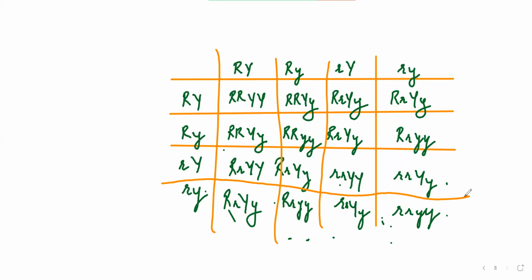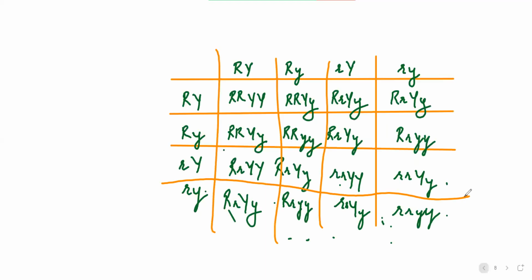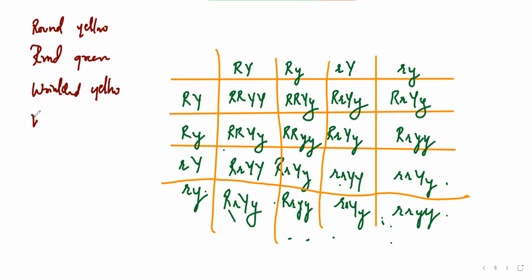Now, if I see the phenotypic ratio, it will be quite easy over here because we just have to see which one is round yellow, round green, wrinkled yellow, and wrinkled green. So I'll just write it over here, according to the characteristics that we have taken: round yellow, then round green, wrinkled yellow, wrinkled green. Okay, so we have to count one by one.